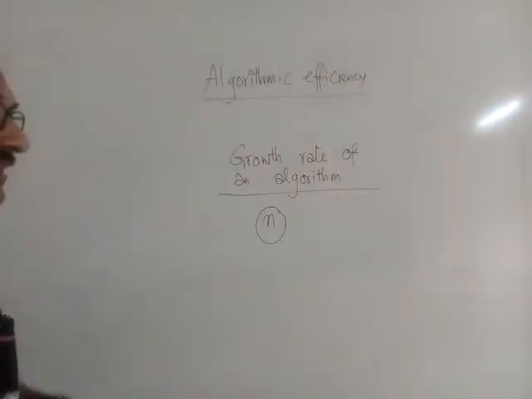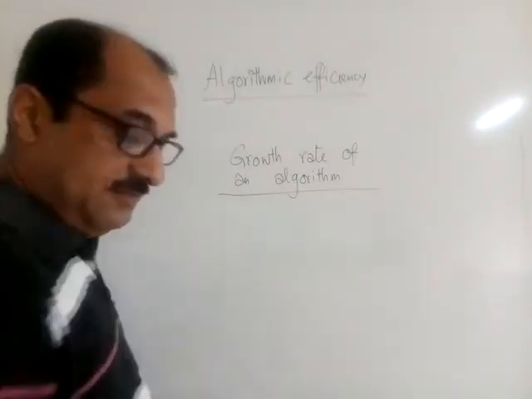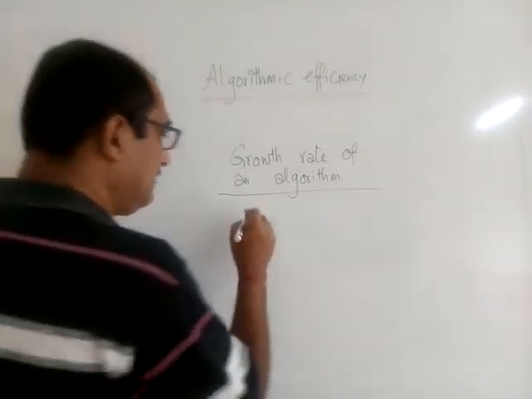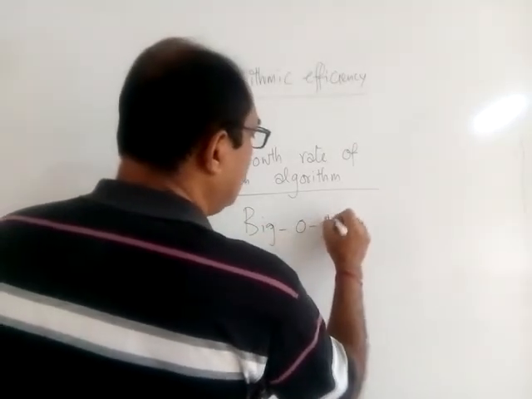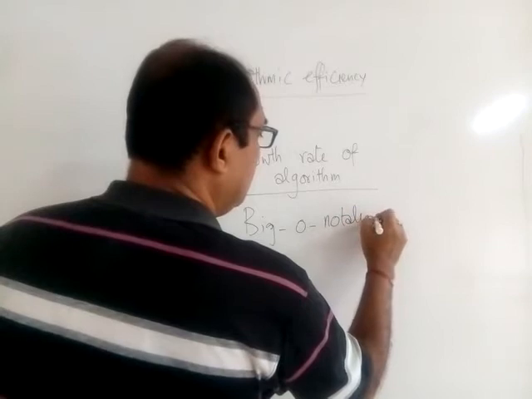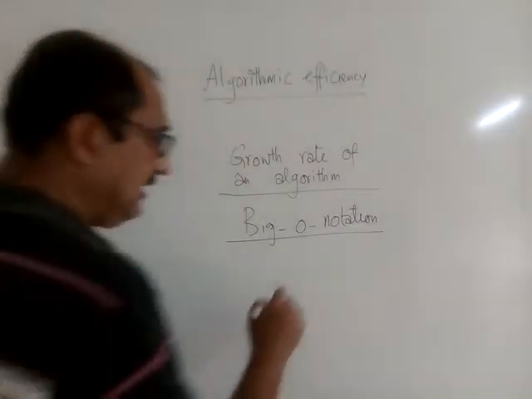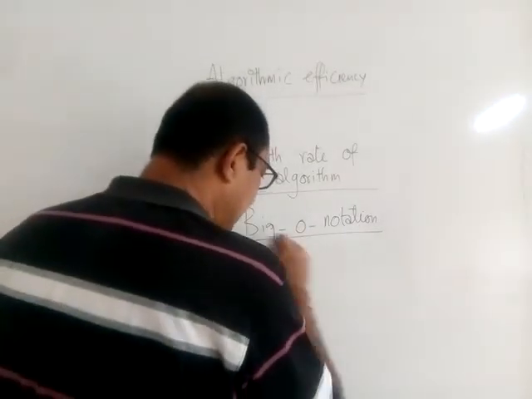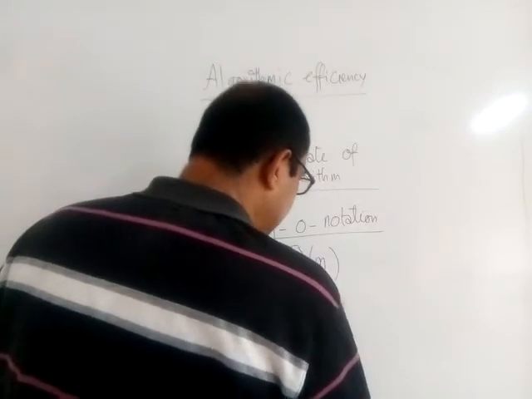In very simple words, if we keep on increasing the input, how the efficiency or performance of an algorithm will vary. That is called growth rate of an algorithm. So this growth rate is represented by a term called big O notation.